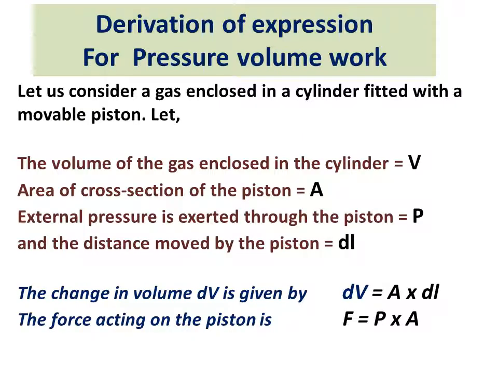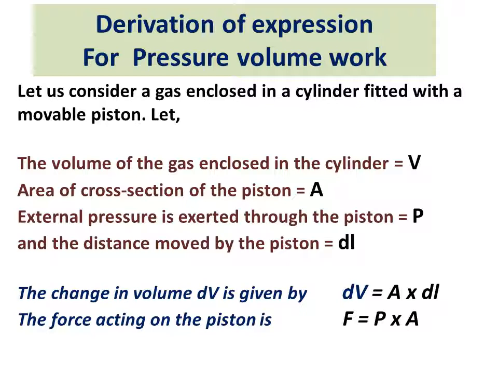So let us do that derivation for pressure volume work. We have already considered a gas enclosed in a cylinder fitted with a movable piston. The volume of the gas enclosed in the cylinder is V, the area of cross section of the piston is A, the external pressure exerted on the piston is denoted by capital P, and the small distance moved by the piston is dl.